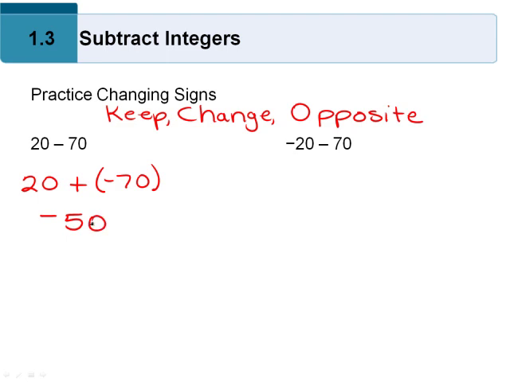Let's look at this one, negative 20 minus 70. This is one so many people get wrong. So make sure you do your sign changing. So we keep negative 20 the same, change the subtraction to addition, and now the opposite of 70 would become negative 70. Now look at your signs. The signs are the same, so we add, keep the same sign. So that's going to be negative 90.